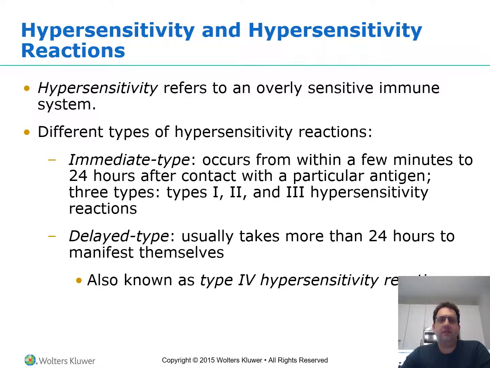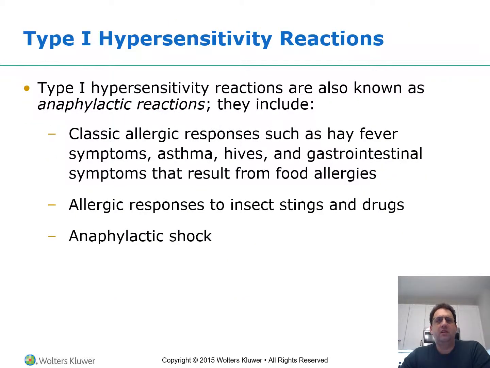Delayed hypersensitivity, delayed type, takes over a day for it to manifest itself. And that's sometimes referred to as type 4. So type 1 is the anaphylactic reaction. Basically what happens is the introduction of this antigen will trigger the IgE antibodies to elevate, and they will bind to basophils or mast cells, cause a release of histamine system-wide.